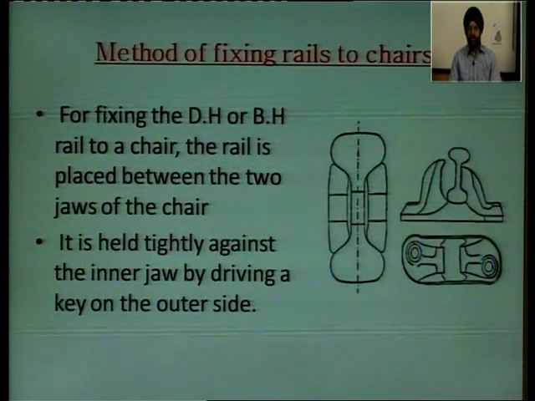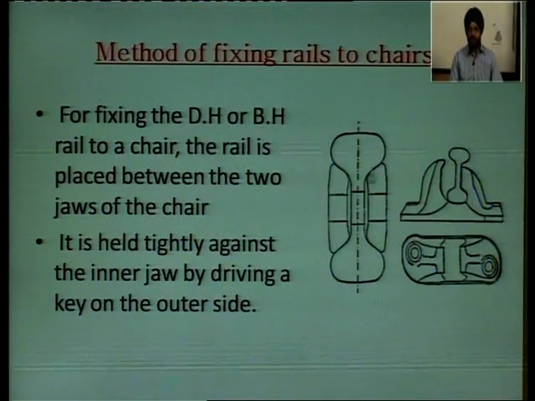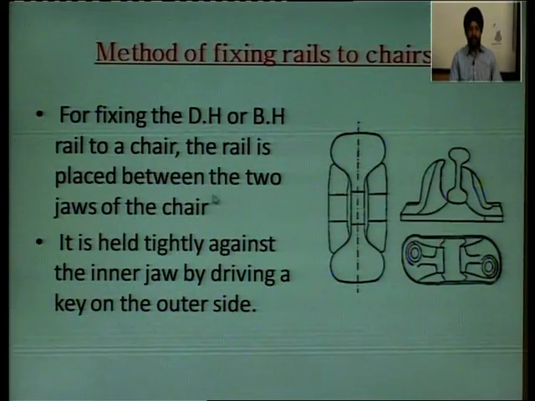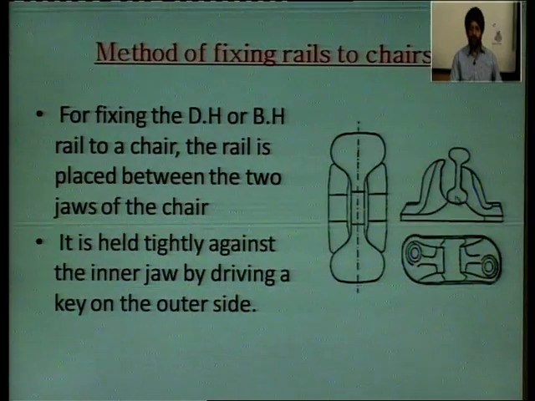Now, how are these chairs fixed to the rails? Look at this diagram, this is the top view. Here is one inner jaw, this is the outer jaw, here is the rail seat, and this is the rail section, which is put in between these two jaws. For fixing the double-headed or bull-headed rails to the chair, the rail is placed between the two jaws of the chair.